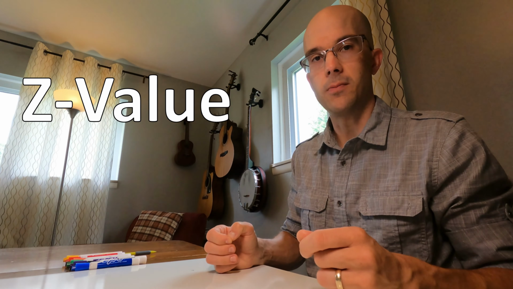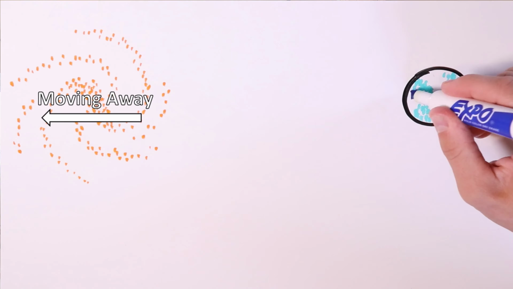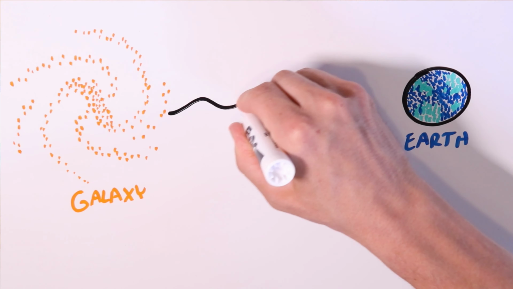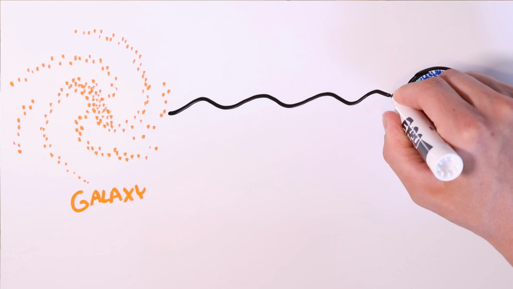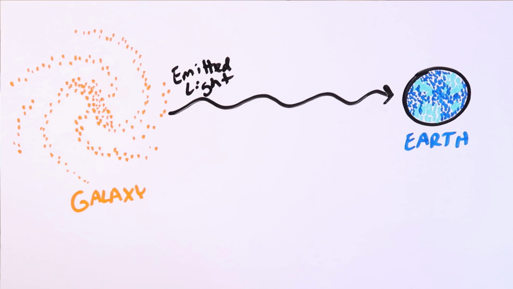So let's talk about how to calculate a galaxy's distance from Earth, starting with a really important measurement called the galaxy's z-value. Suppose that we are observing a galaxy and it's moving away from Earth. There are two ways that we need to think about the light from galaxies. We need to think of it in terms of the light that's produced by the galaxy. We call this the emitted light. And we need to think of the light after it's traveled through space and reached us. We call this the observed light.